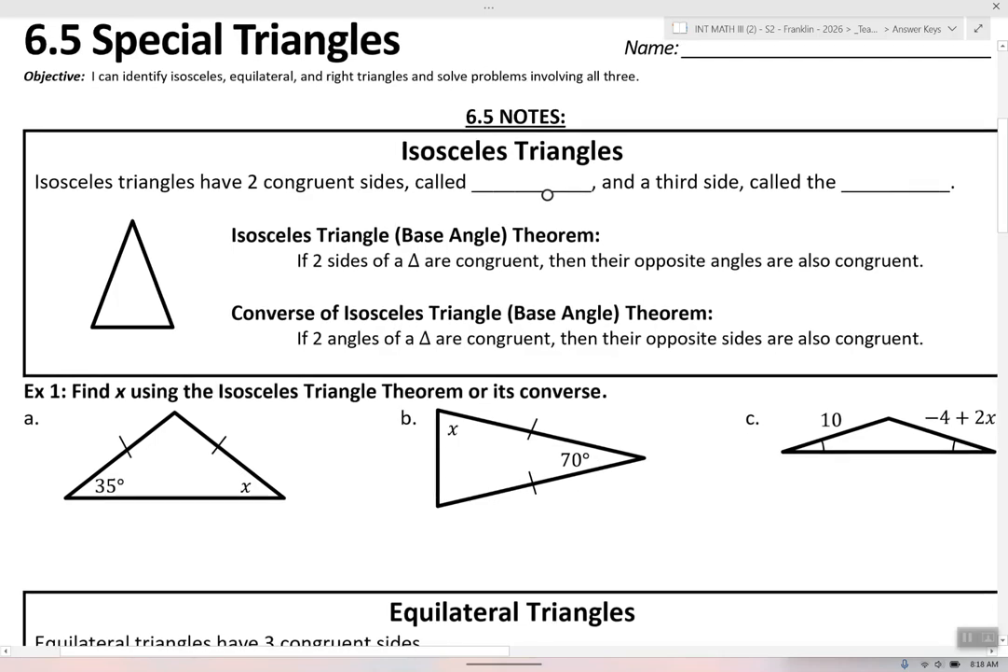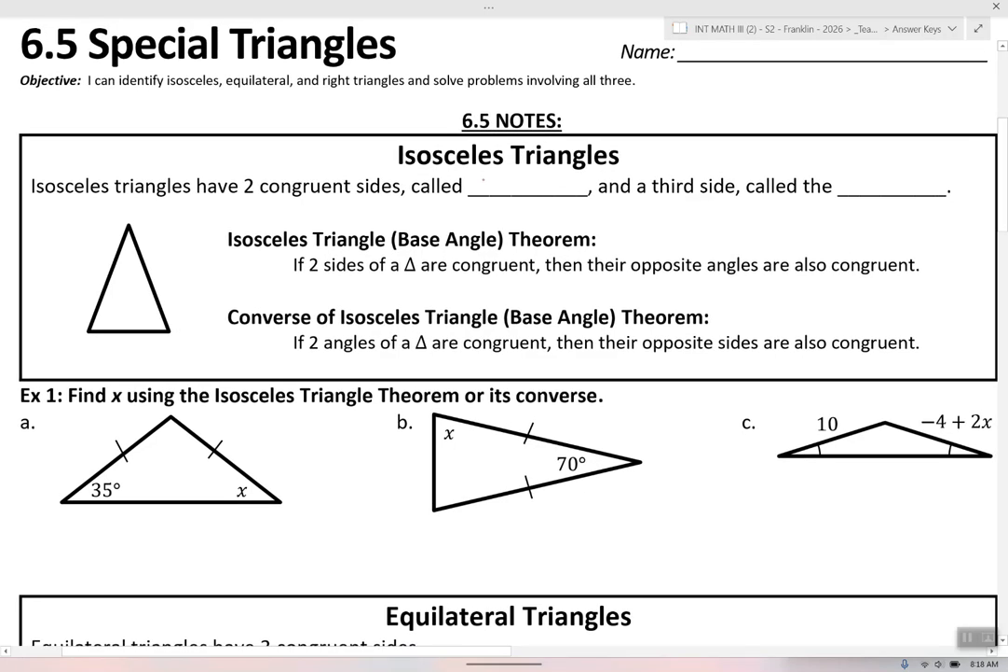So we have two congruent sides, which are called legs, and a third side, which is called the base. Because they have two sides the same, isosceles triangles have these two theorems, the isosceles triangle or base angle theorem and its converse. The base angle theorem says that if two sides of a triangle are congruent, then their opposite angles are also congruent.